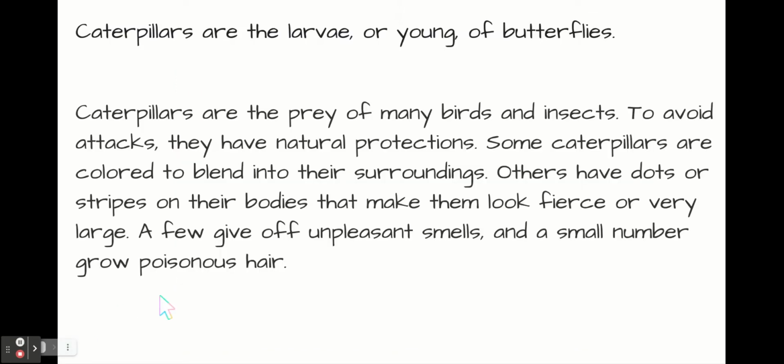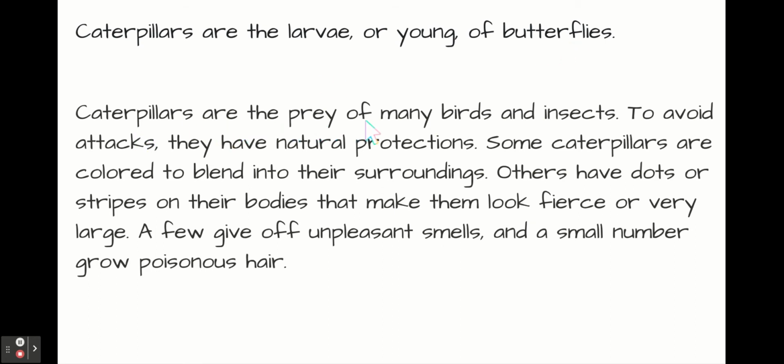So I know that video briefly went over the life cycle of a butterfly and how it grows and changes, but we're going to save those details for the next lesson. Today we're going to focus on all about the caterpillar. Let's begin reading together. Caterpillars are the larvae or young of butterflies.